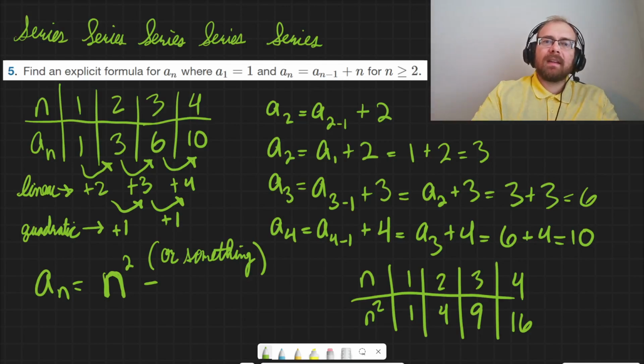We could minus, because it gets a little bit too big. Like 4 compared to 3, 9 compared to 6, and then 16 compared to 10. That's 1 away, and then 3 away. 1 away, 3 away, 6 away. That's like literally what the pattern is already. Grr.